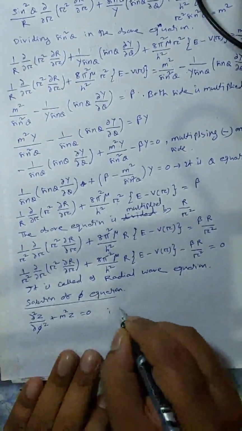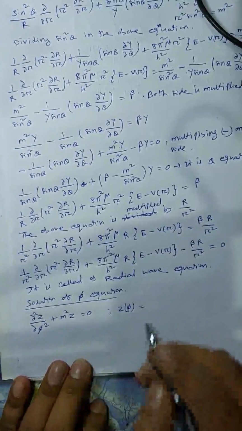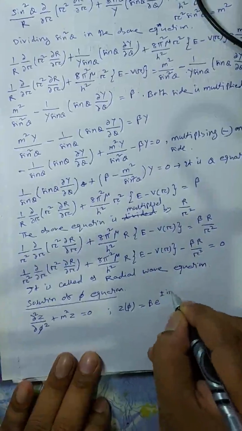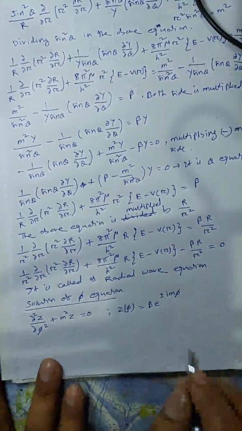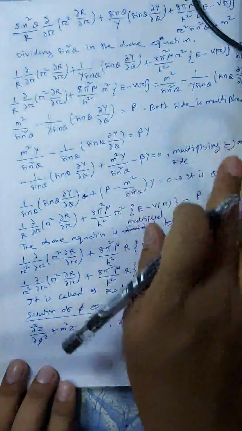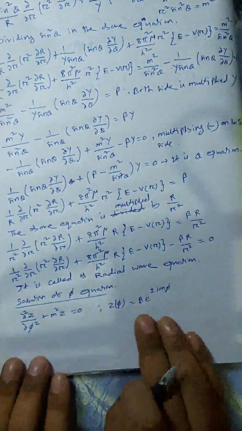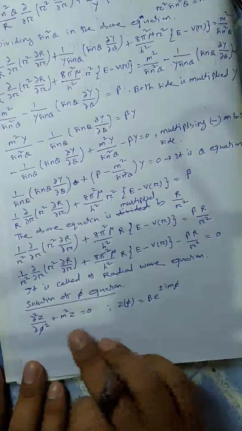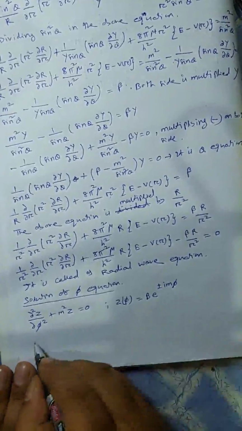We know that we have to take Z(phi). This is a second order differential equation. The solution is B e to the power plus minus i m phi. We already did this one in the rigid rotator. We also did it in this way, because we want to find out this value, the B value. Then we have to find out the normalization equation.